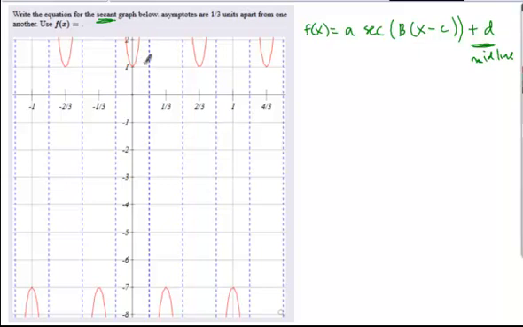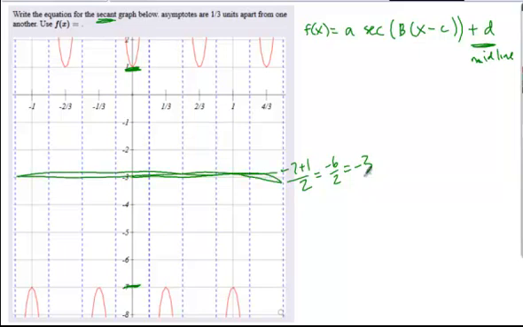If I find the halfway point between my minimum and my maximum, so between 1 and -7, if I add those together and cut it in half, that gives me my midline. So -7 plus 1 divided by 2 gives me -6/2 or -3. So here is my midline. I know that my midline is going to be -3. So there's my D value.